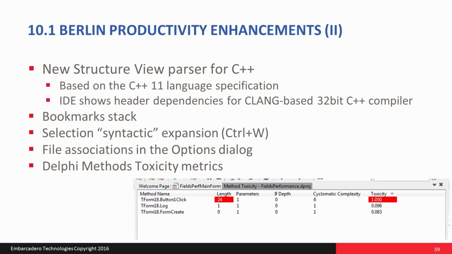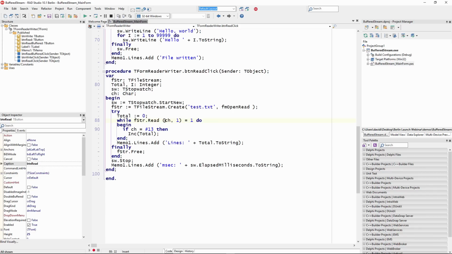But the thing that I wanted to show you actually in practice is the selection, the syntax expansion for the selection through the Control W. So suppose you have this code. I'm going back to a demo I compiled earlier. If I press Control W, it will select the closest logical element, which is this variable. If I go up one level, it will select all the parameters of the call.